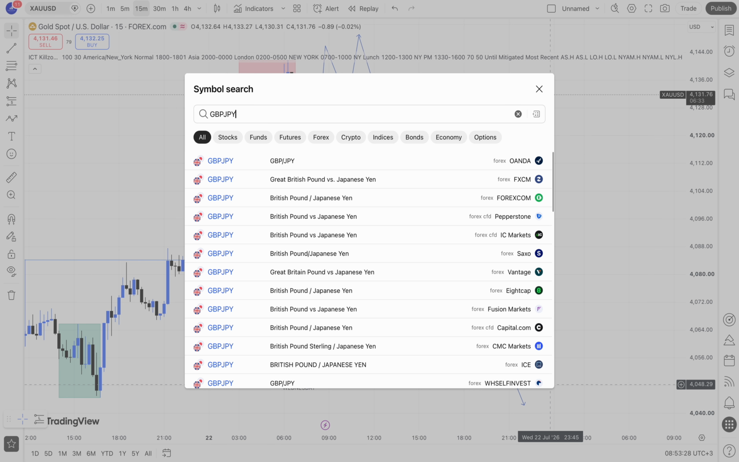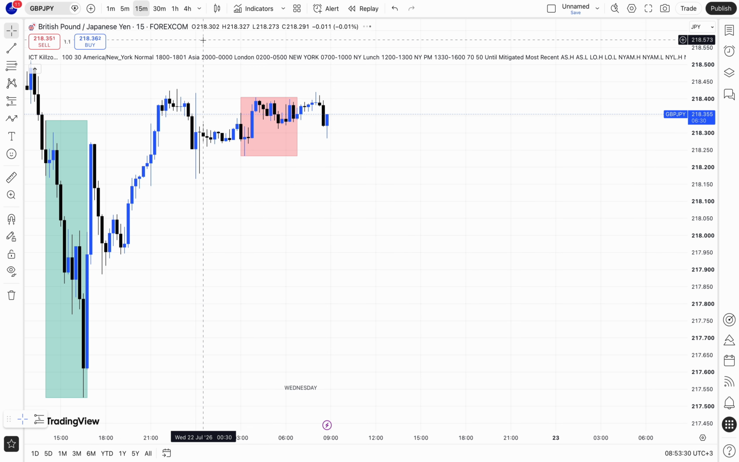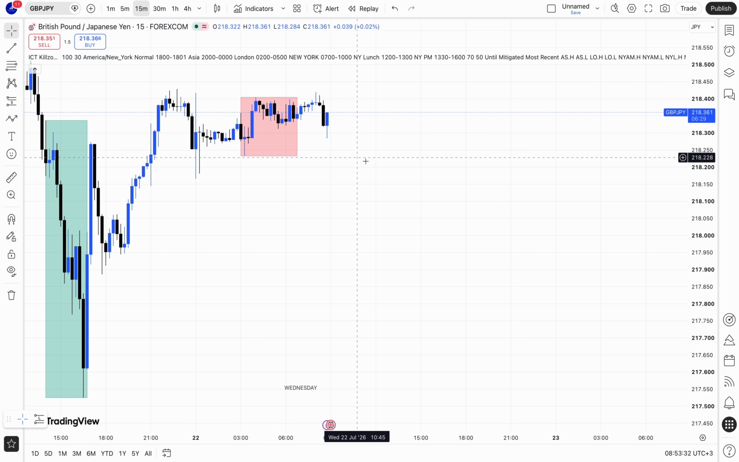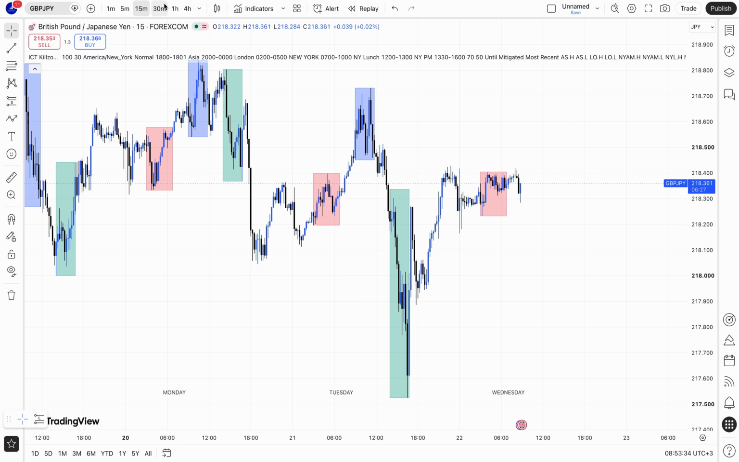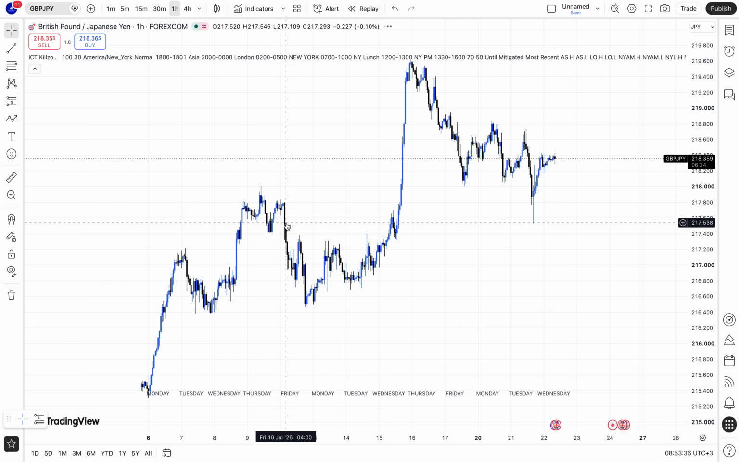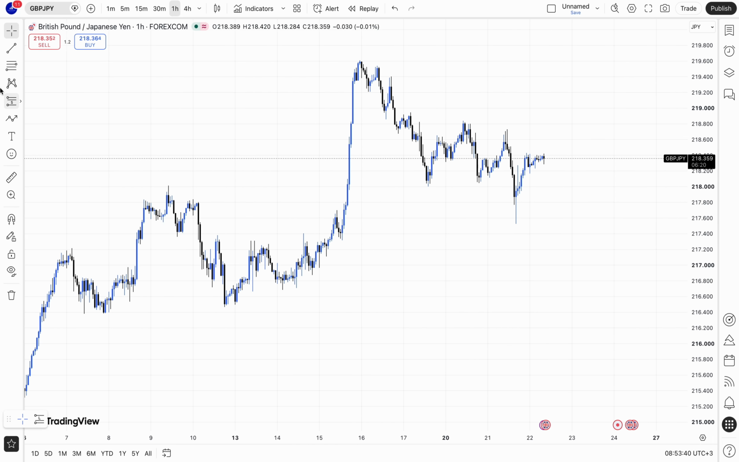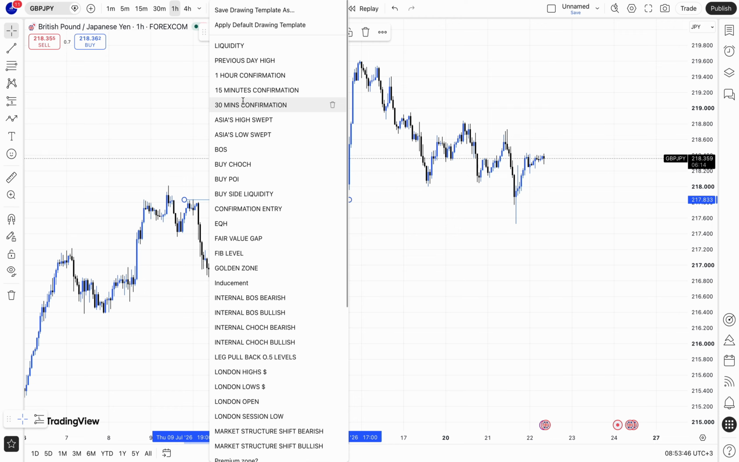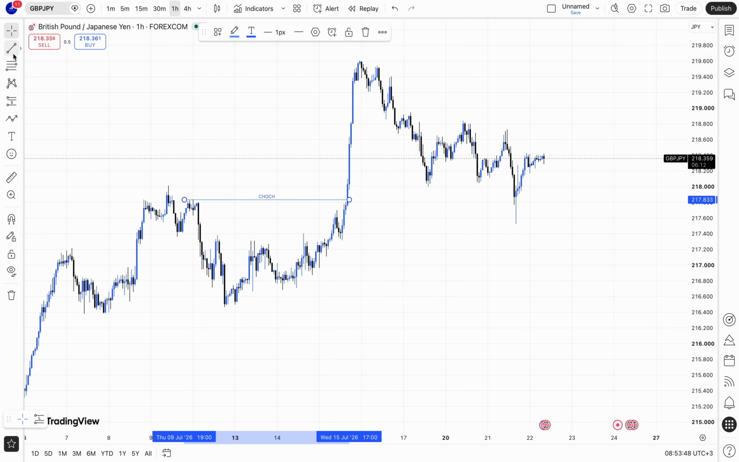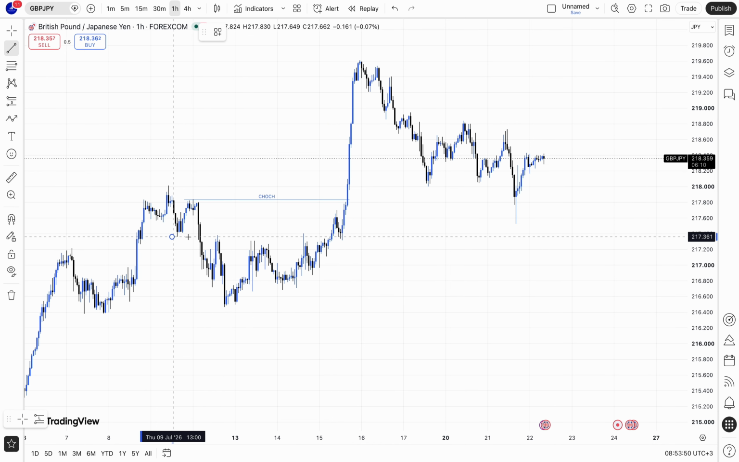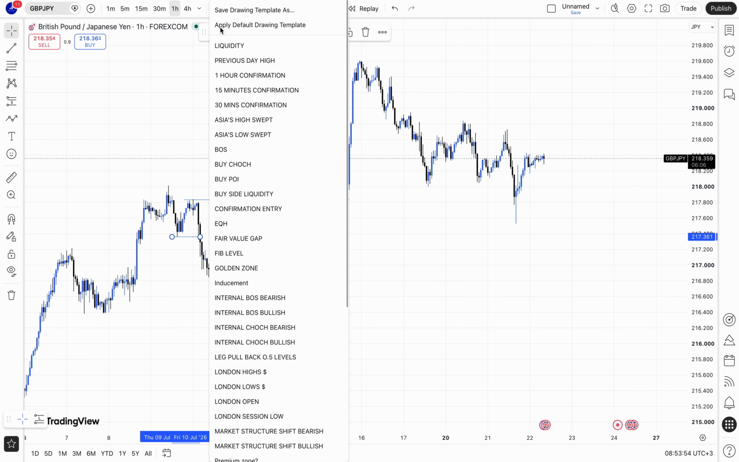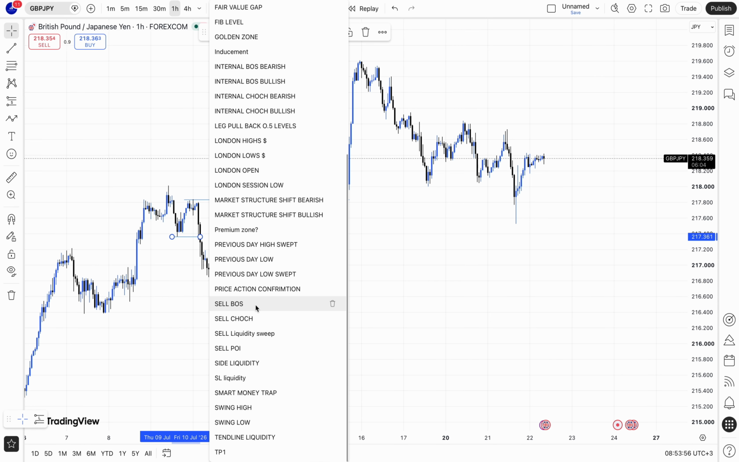Then GJ is also extremely, very simple. On H1 you can easily understand from here. We had our last break of structure to the upside, and then you have our last break of structure to the downside, external market structure.